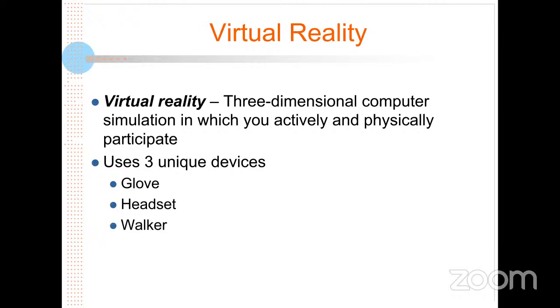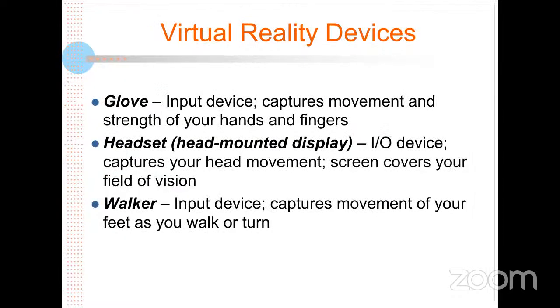Okay. In virtual reality, all these are actually input or output devices. See, these are the input devices which capture the movements and strength of your hands and fingers: gloves. With the help of that, they take fingerprints. If it is for the CBI, whatever the inquiry, for that purpose they take fingerprints. So for virtual reality devices, with the help of the gloves, headset or walker, they will configure.